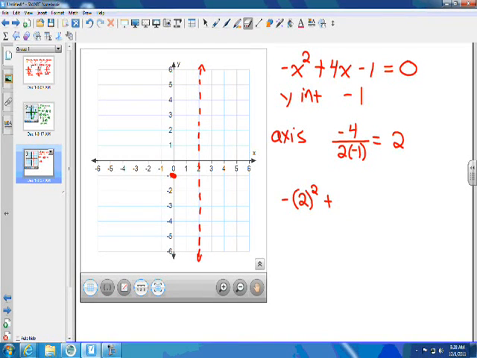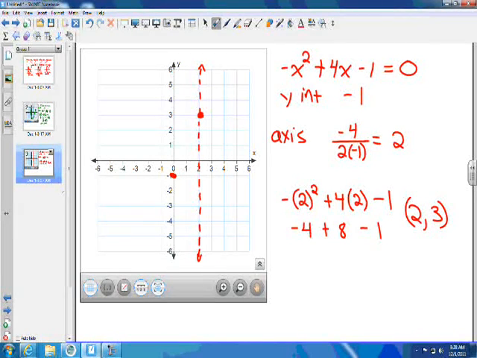make sure you use parentheses, and that you keep that negative out front of the x squared. It should be out front of the parentheses. So what do we get for that? So then 2, 3 is our vertex. So we've got everything that we're supposed to have graphed.